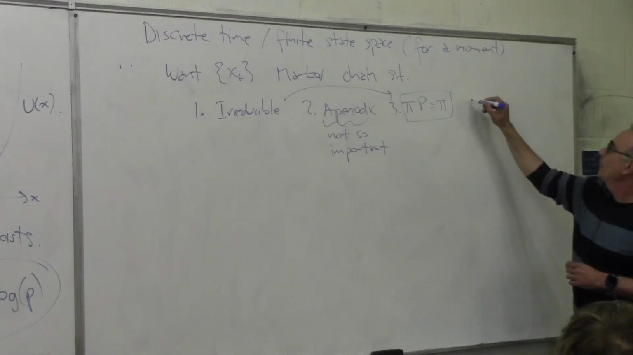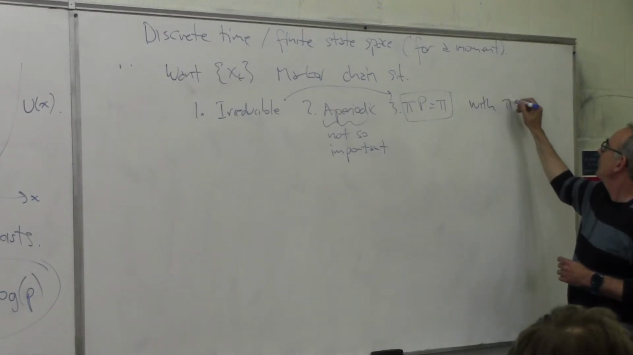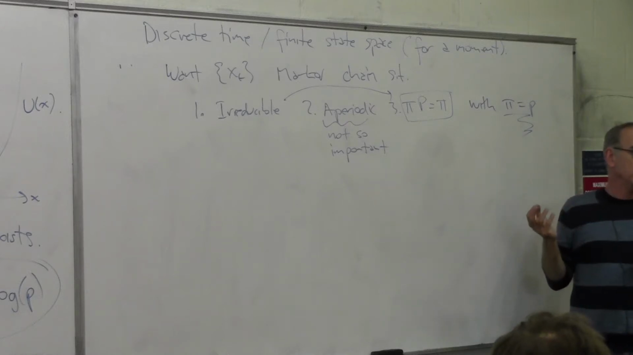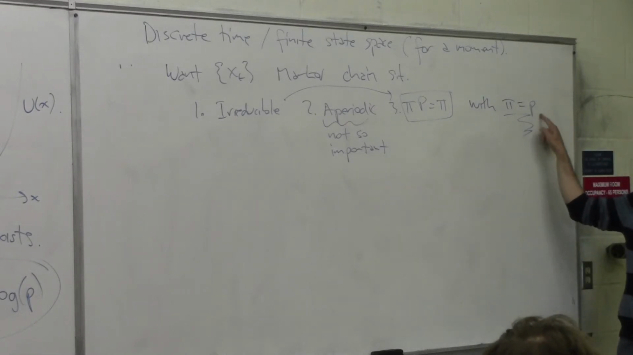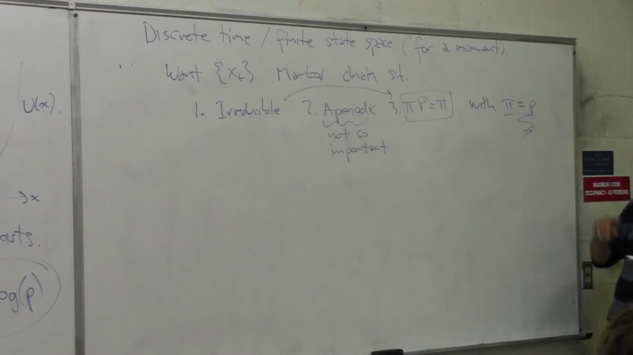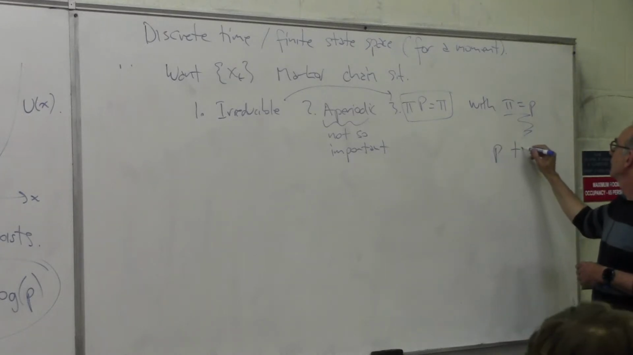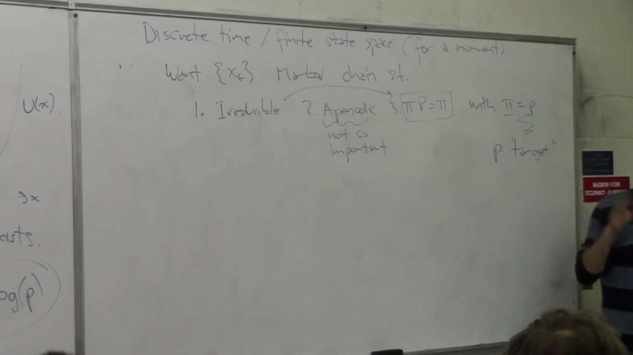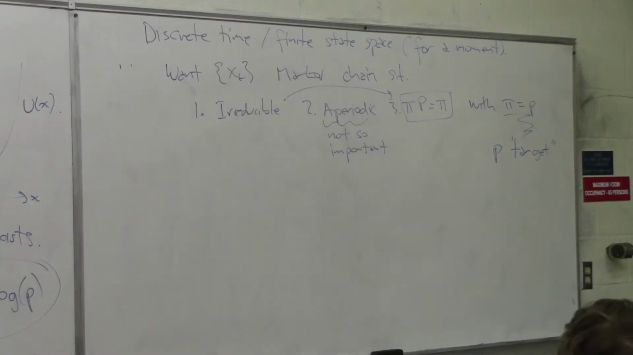We want pi to be equal to p. We want to design the Markov chain so we have the right target distribution. P is called the target distribution. That's the language that they use for all this. So how do we do that?